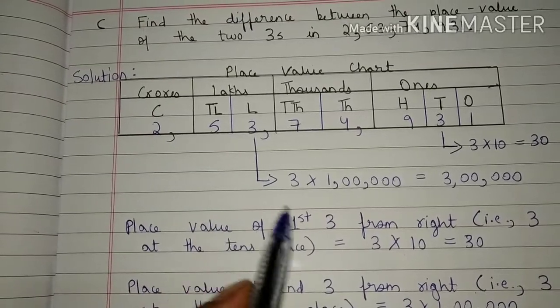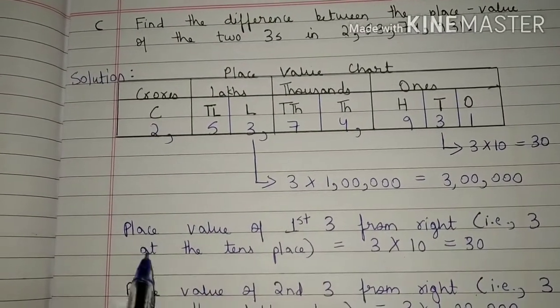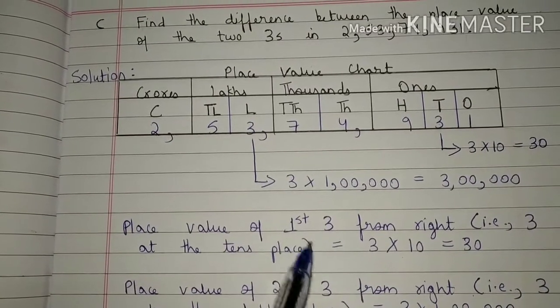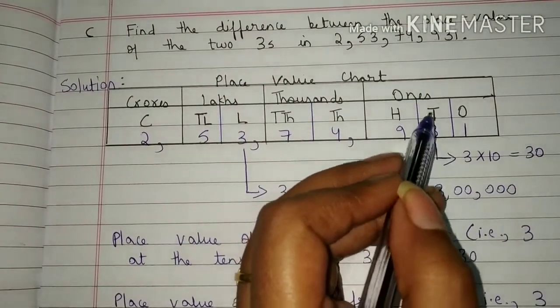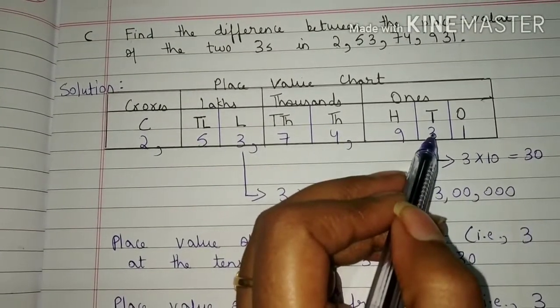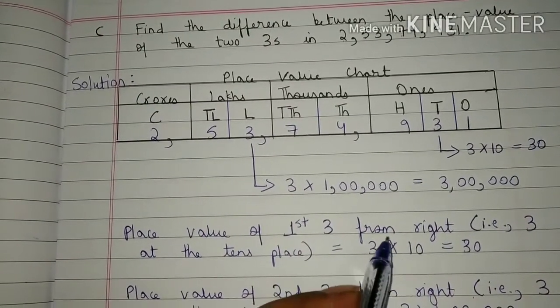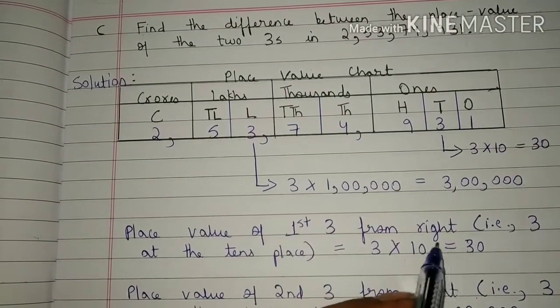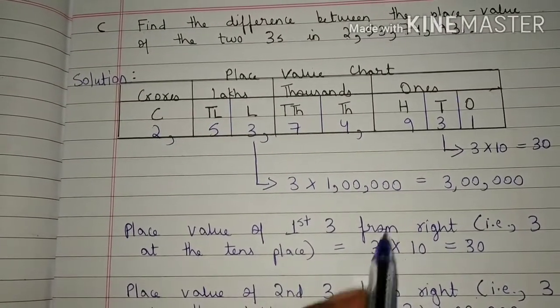Place value of first 3 from right, that is 3 at the 10's place. Students, if you see from the right side, you will see that 3 is given at 10's place. So place value of first 3 is 3 into 10 is equal to 30. So place value of first 3 is 30.